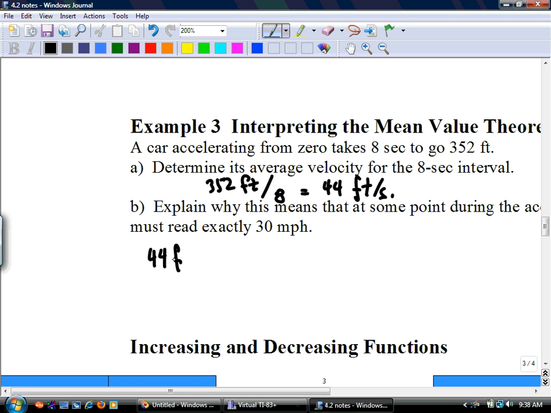Well, 44 feet per second, the mean value theorem. Yes. The intermediate value theorem talks about y values. The mean value theorem talks about slope. So 44 feet per second, how many feet are in a mile? 5280. I have that number memorized. There are 5,280 feet in 1 mile.